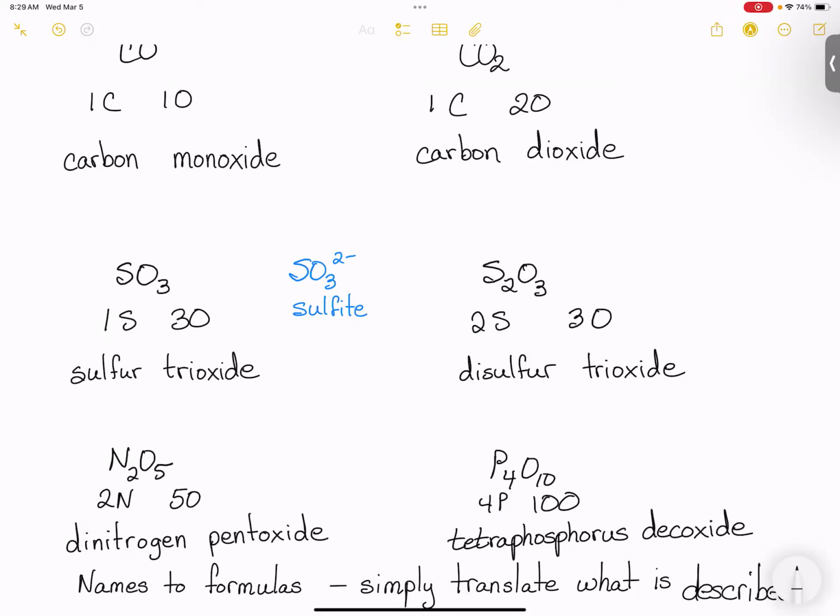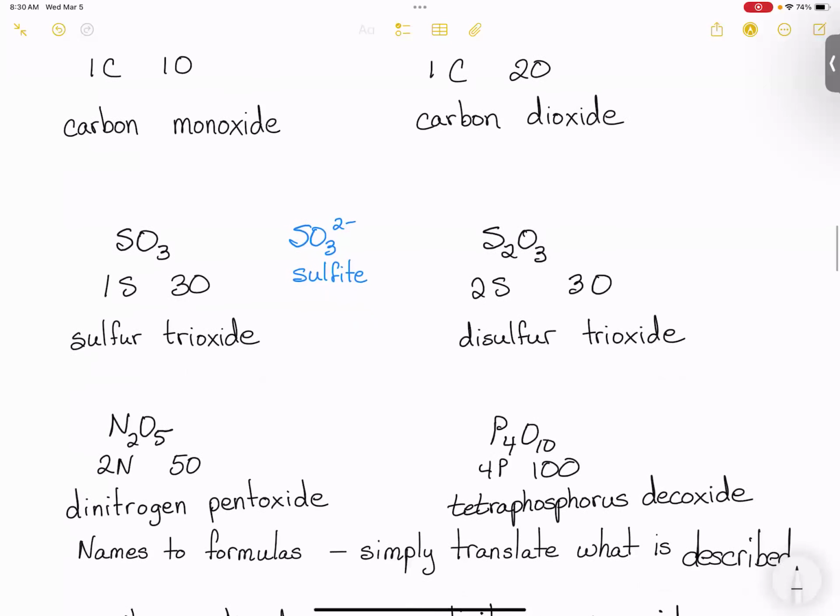Questions about how to name binary covalent molecules? Okay, then let's go to how to go from the names to the formulas.